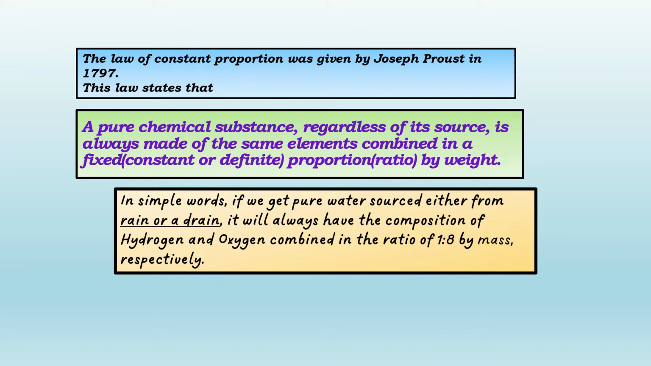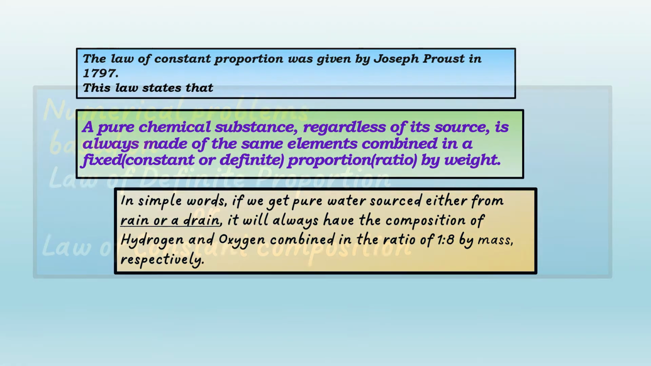In simple words, if we get pure water sourced either from rain or a drain, it will always have the composition of hydrogen and oxygen combined in the ratio of 1:8 by mass respectively.